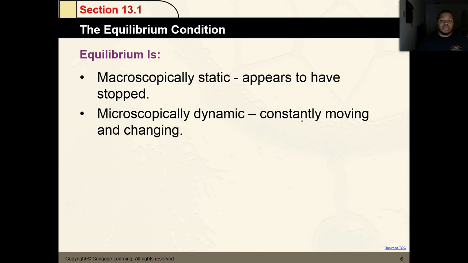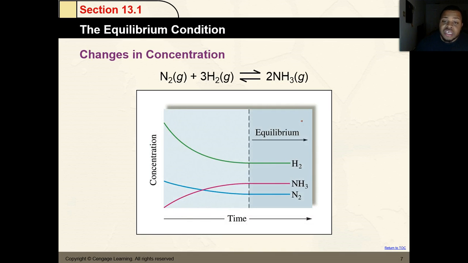But microscopically, it's going to be dynamic, or it's constantly moving and changing. It's going to be adjusting and getting to that point of equilibrium. The same thing is happening here with this reaction with the Haber process. You see that our amount of hydrogen gas versus our nitrogen gas, they're decreasing, and they hit a certain point where all of a sudden it levels out.